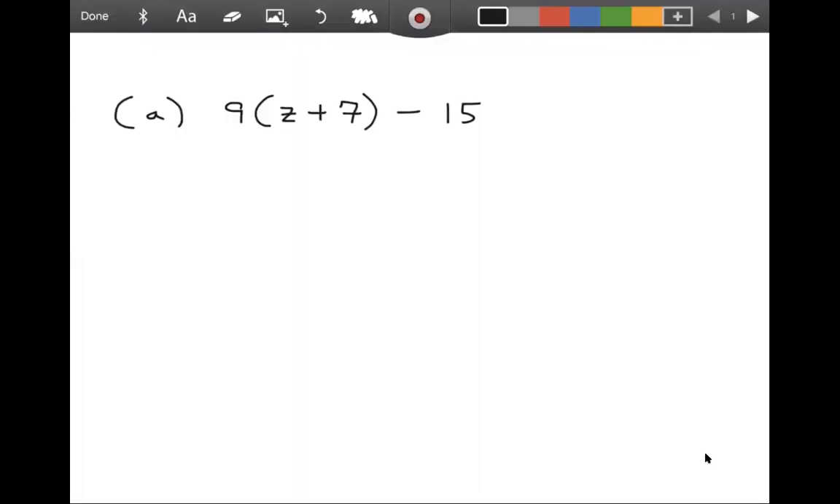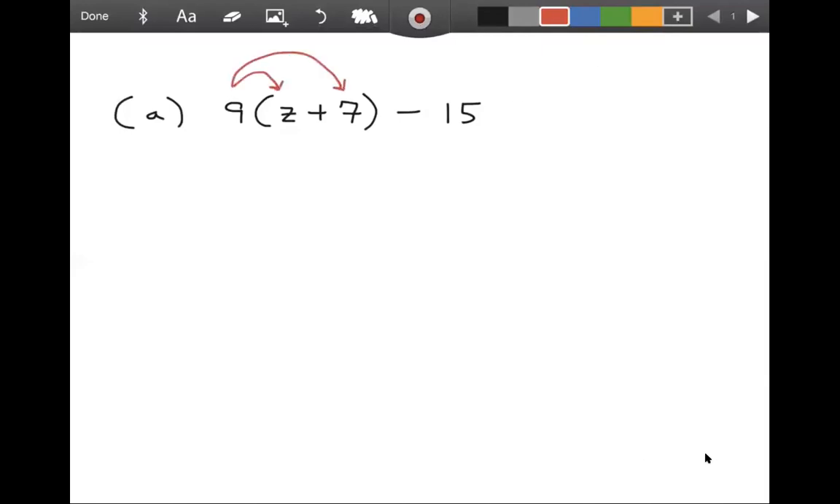All right. First example, 9 times z plus 7 minus 15. Directions were to simplify using the distributive property. The distributive property talks about multiplying like this.